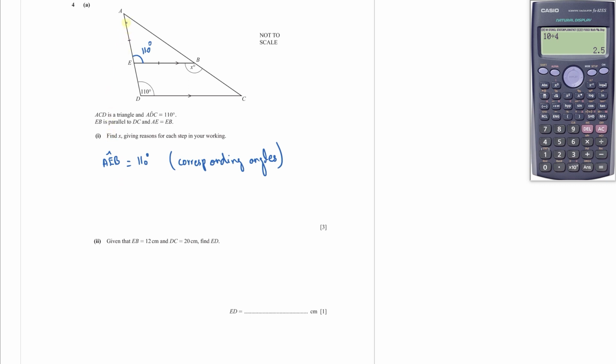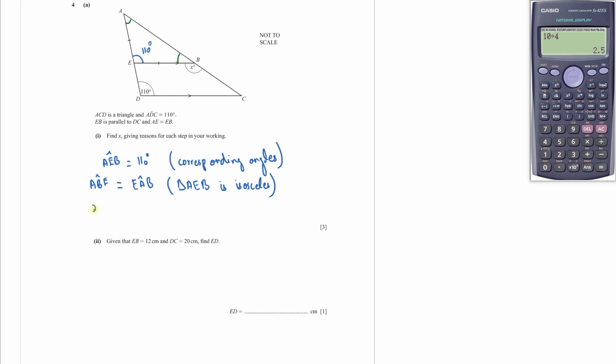Next, we can say that these two angles are also equal because this is an isosceles triangle. So angle ABE is equal to angle EAB because triangle AEB is isosceles. Okay. So then we can find this angle ABE.